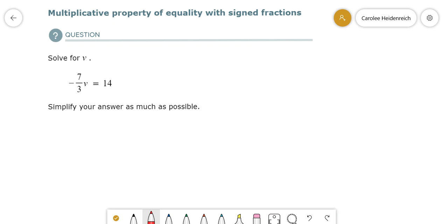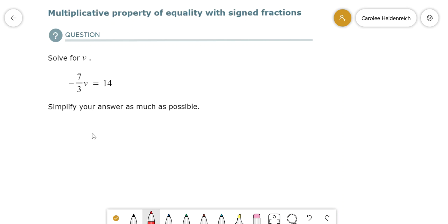So this is an example of multiplicative property of equality with signed fractions. And I have this problem here that looks like it has a fraction that can be positive or negative, and then it's actually being multiplied to a variable, v, and then that's equal to 14. And the goal is to get the v by itself.